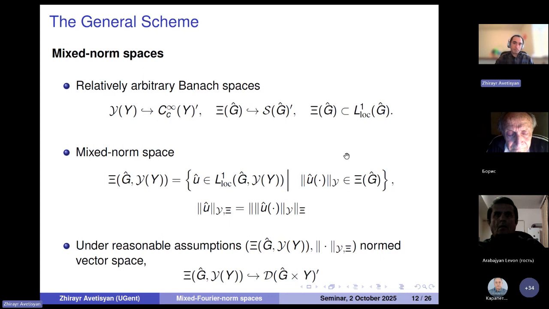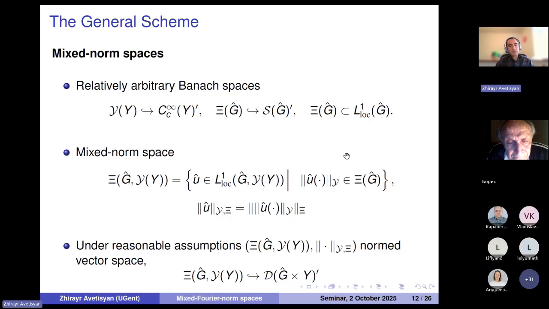All right, so the first main object is this mixed norm space, which is essentially the space of all locally integrable functions on G hat taking values in the Banach space curly Y, integrable in the sense of Bochner, of course, such that the pointwise norm evaluation, which is now a scalar valued function on G hat, belongs to our original Banach space Xi of G hat.